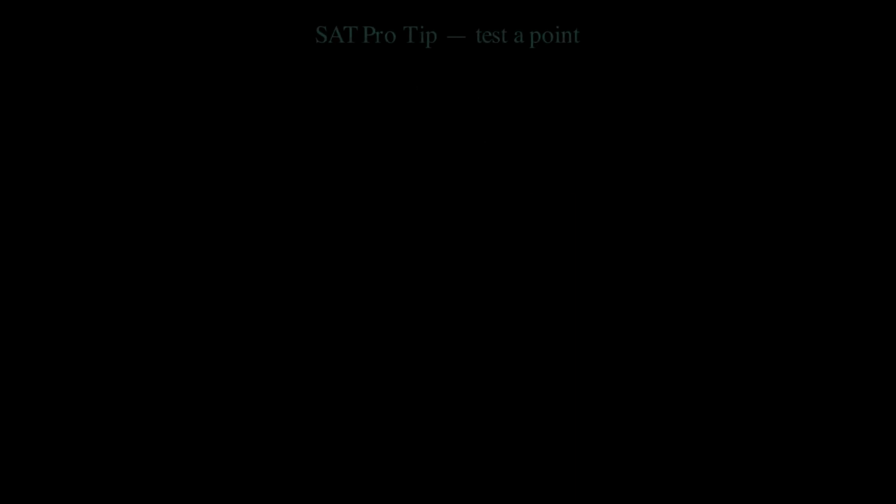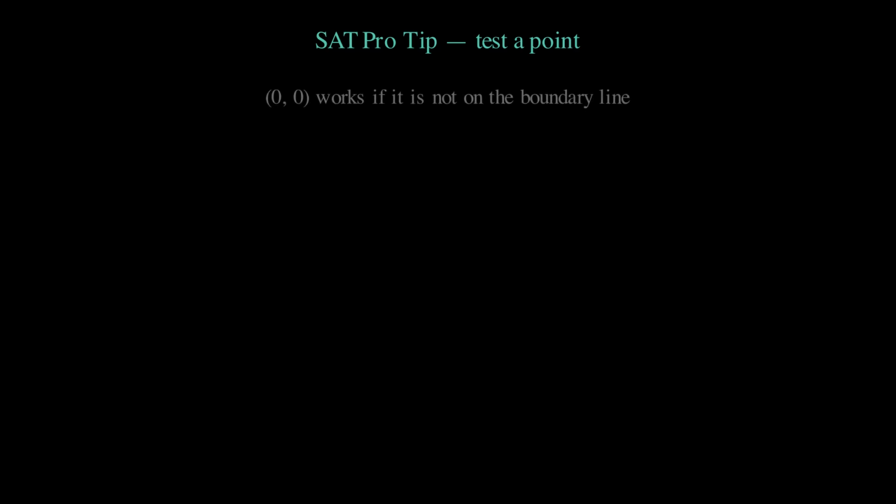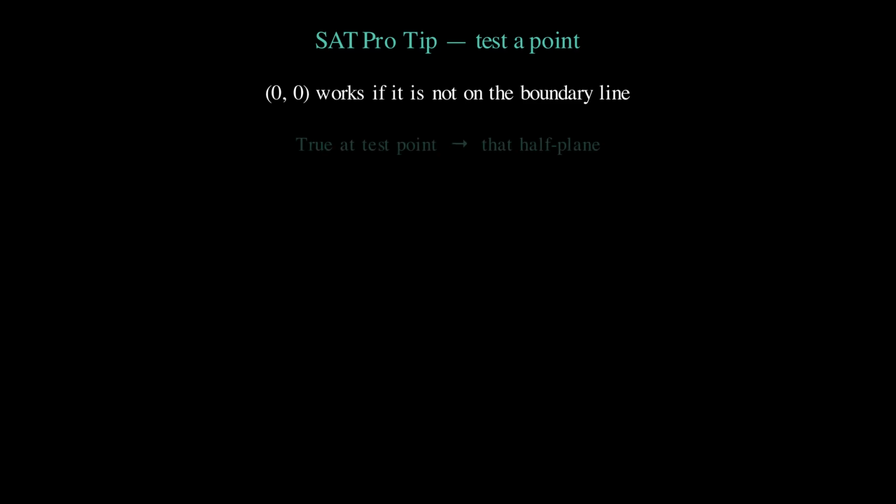SAT pro tip. When you're unsure which side to shade, plug in a test point that's not on the boundary, often 0, 0 if it is allowed. If the inequality is true at your test point, shade that side. If it is false, shade the opposite side. This beats memorizing special cases.